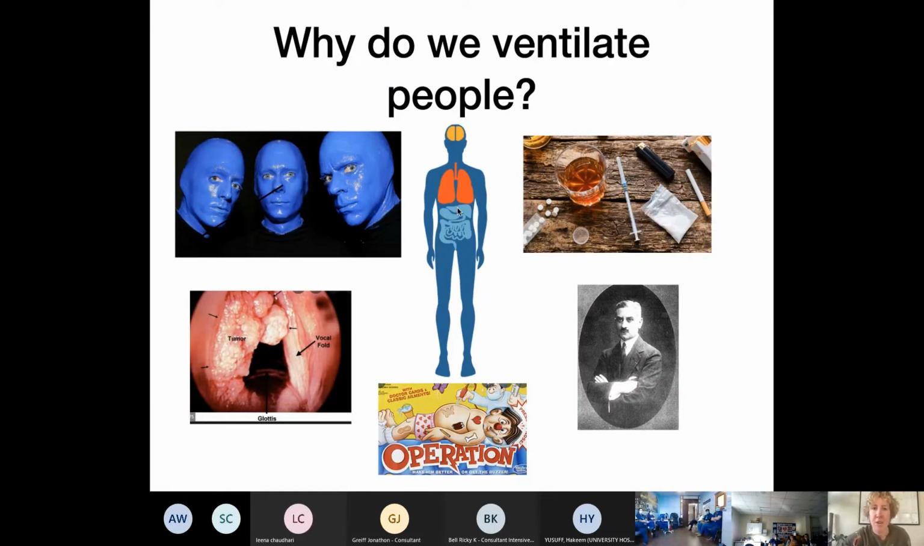So first of all, why do we ventilate people? I've got some clues on the screen here, and there'll be extra credit for anyone who can guess who the chap in the bottom right corner is in the black and white photo. But can people just say some reasons why we might intubate and ventilate people? We had hypoxia. Good guess.